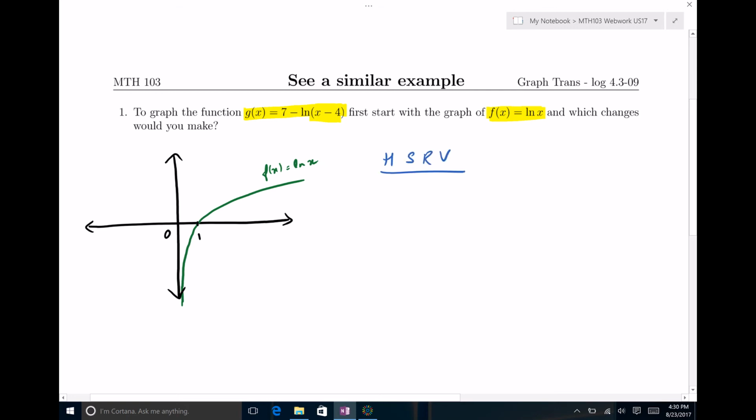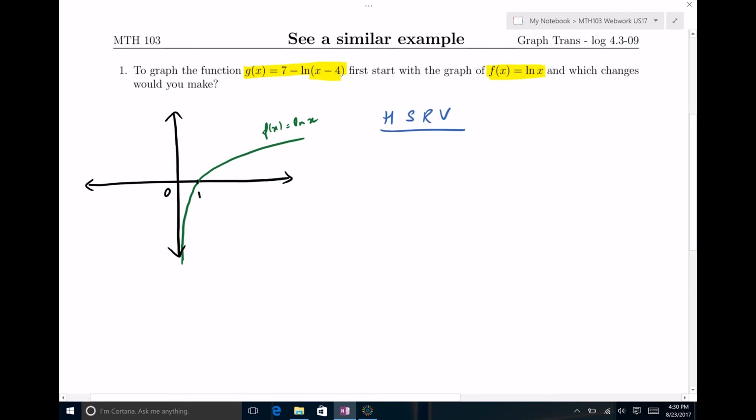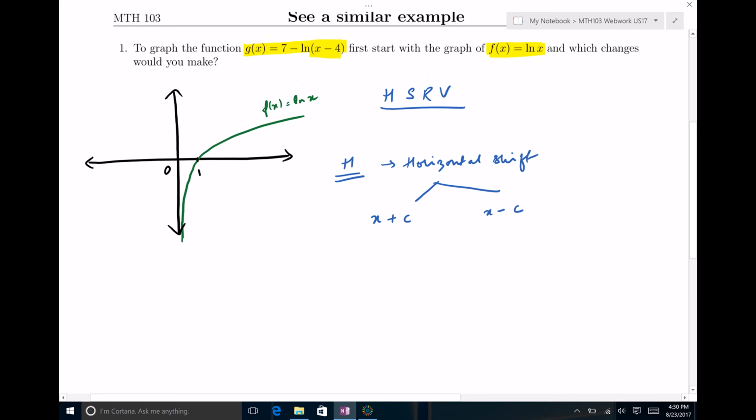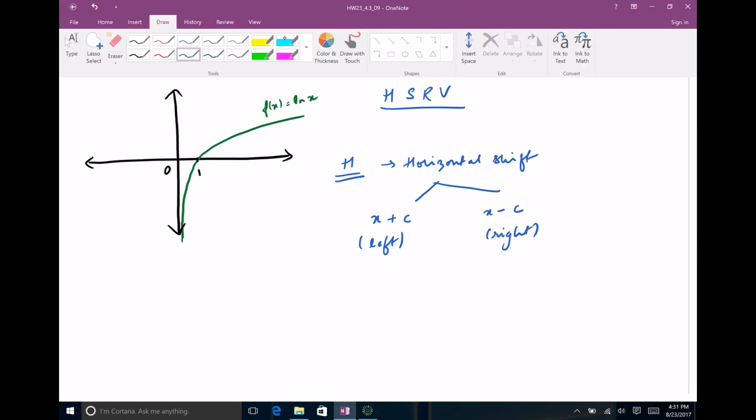So we're going to check each of these one by one and see which of these has happened. We first start with H and see, is there a horizontal shift? Let me review real quick what it means to have a horizontal shift. You either need to have a constant added to your x, or a constant subtracted from your x. If you have a constant added to your x, then you move left. And if you have a constant subtracted from your x, then you move right. So in this case, which of the two will it be?